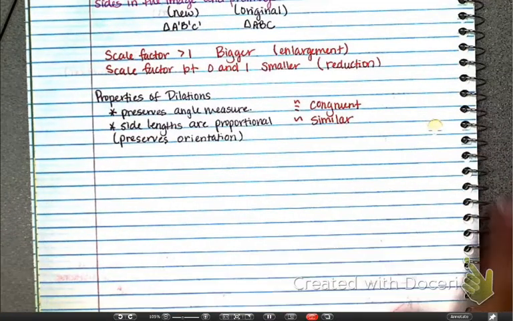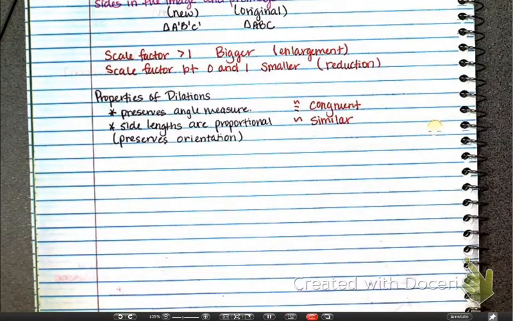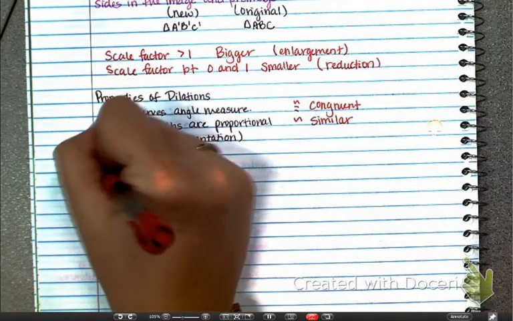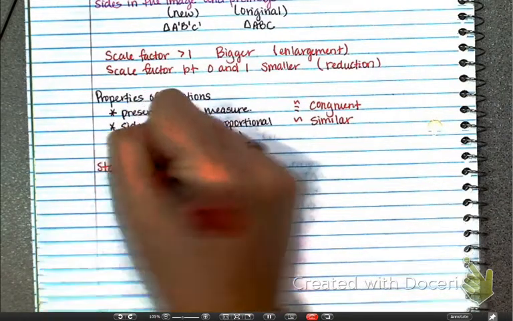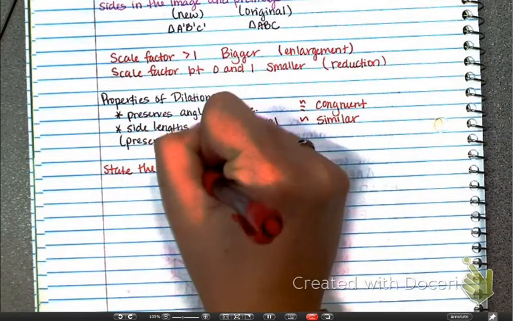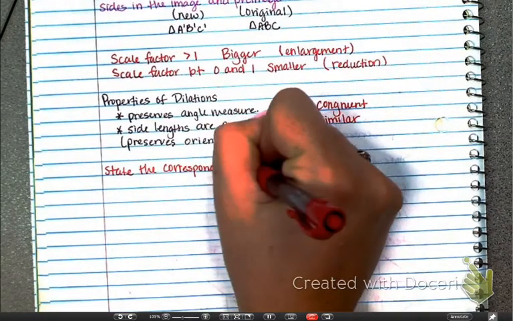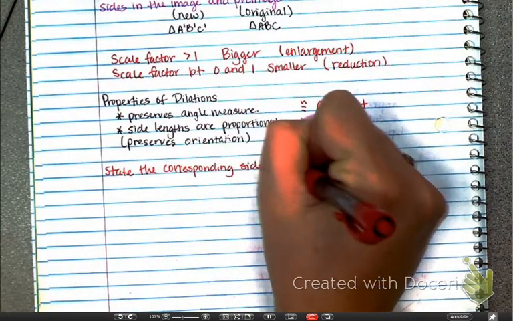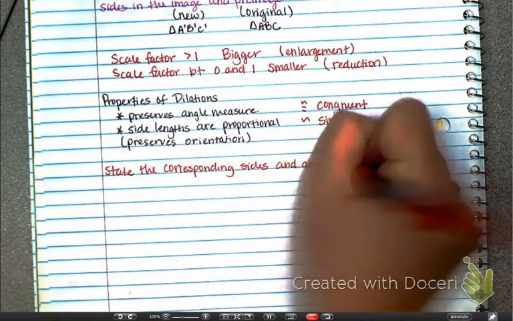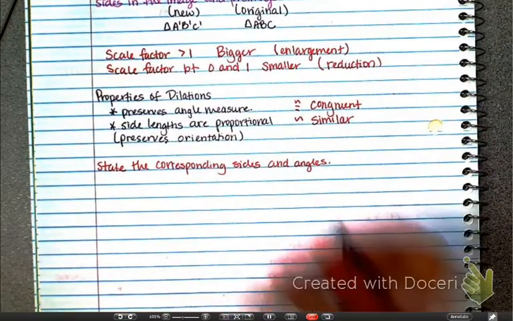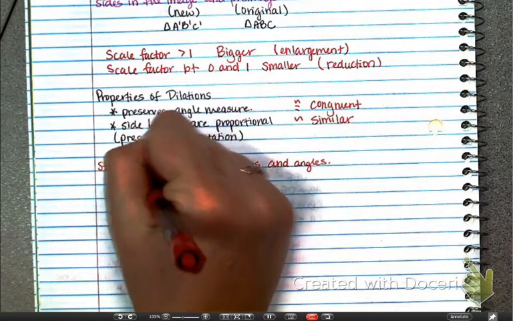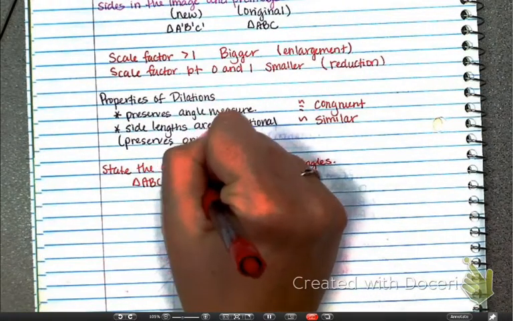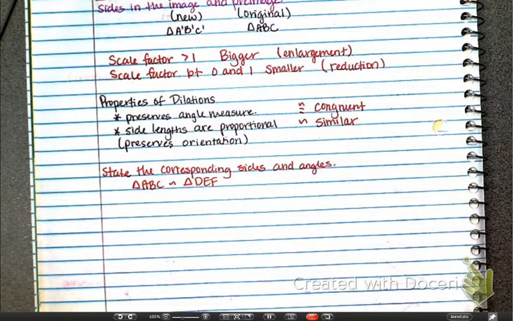Okay. In IM1, you talked about congruent triangles a lot, right? We're going to talk about similar here. So we are going to state the corresponding sides and angles. So I have triangle ABC for you and triangle DEF. Okay, that's the similar symbol. So one's probably bigger than the other. They're not congruent to each other.